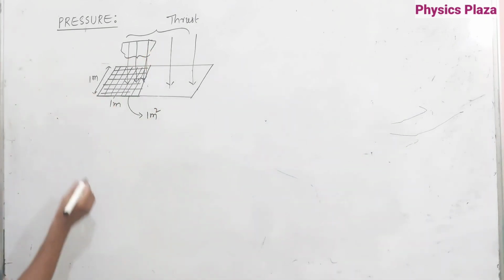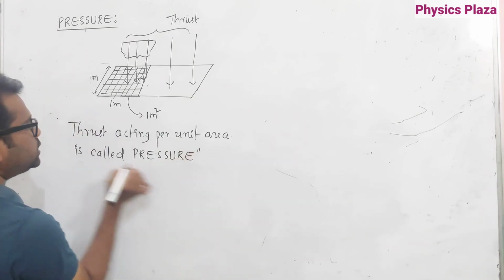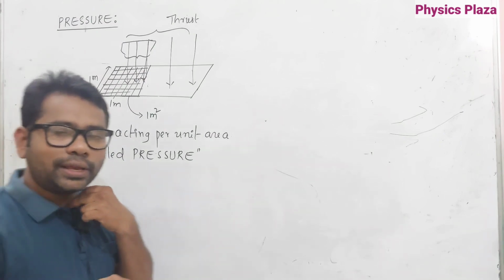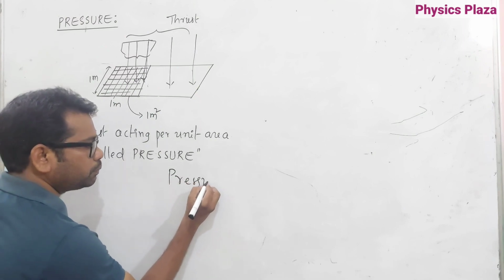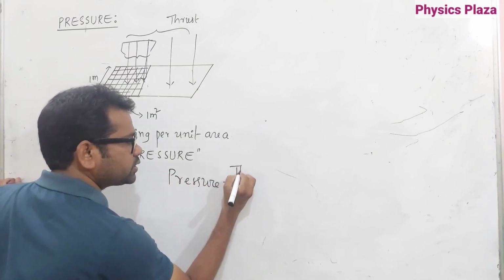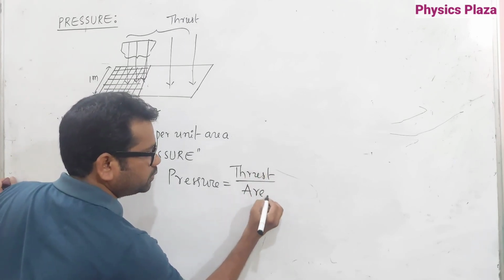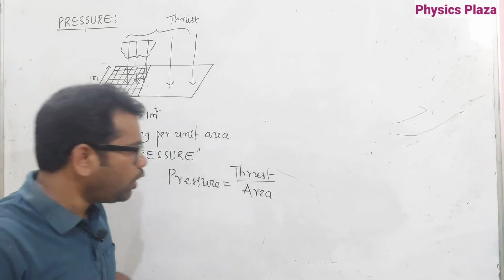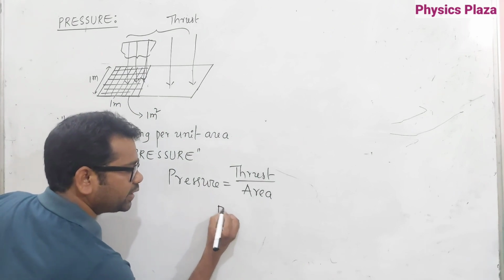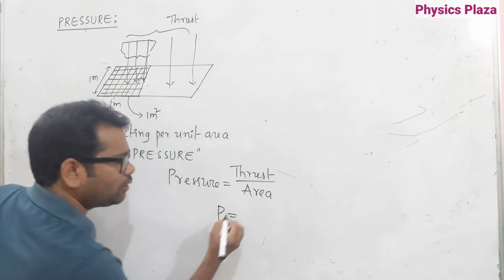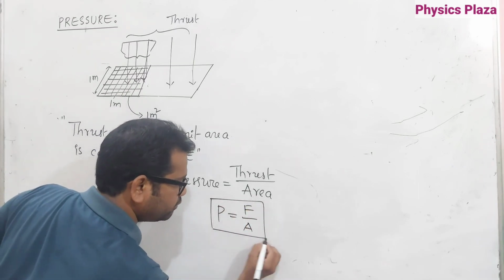Let us write the definition, children. It's very important. Come on, note down. Pressure: thrust acting per unit area is called pressure. So pressure can be written as thrust by area. Children, in some textbooks it is given as force by area also. Nothing is wrong in it. In symbols we can express P is equal to T by A, or we can also write F by A. T by A or F by A.